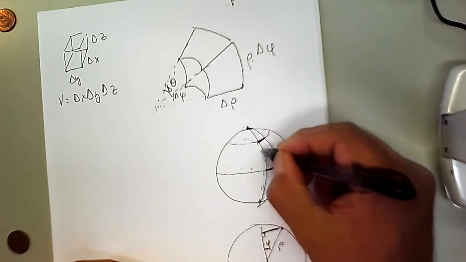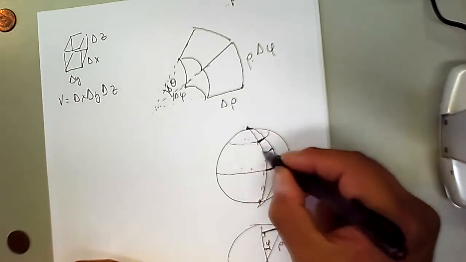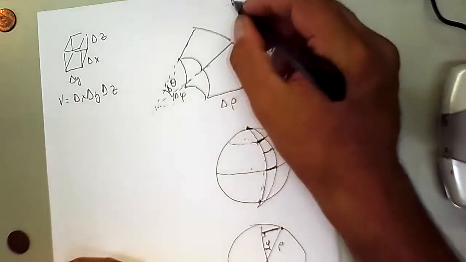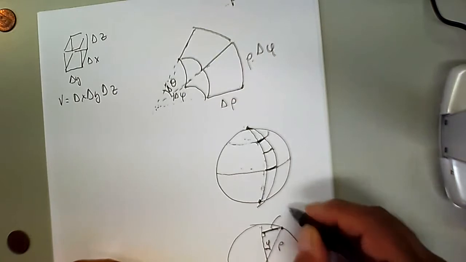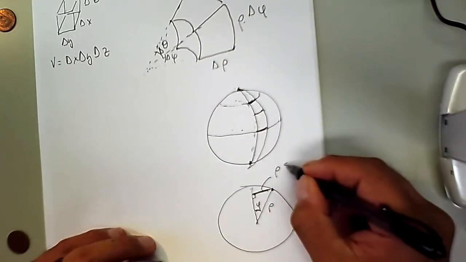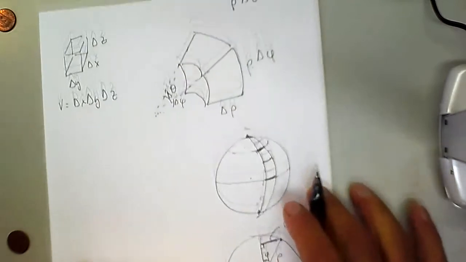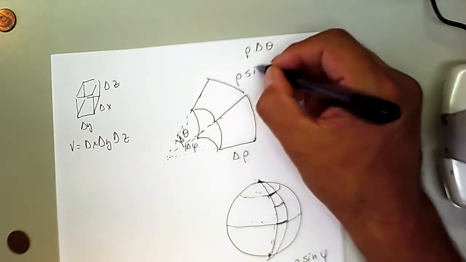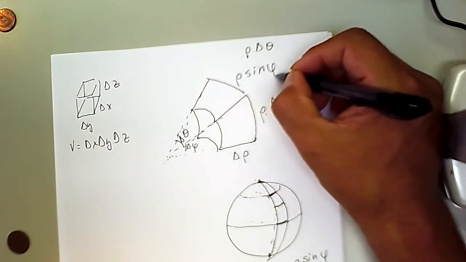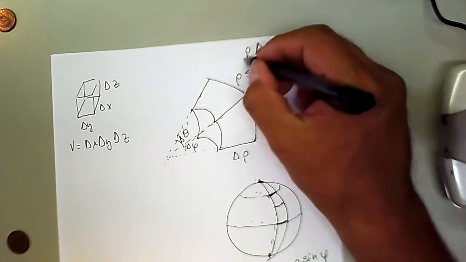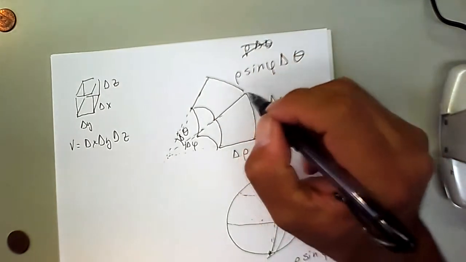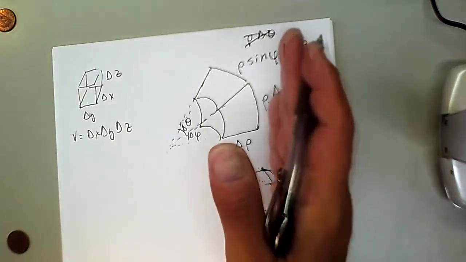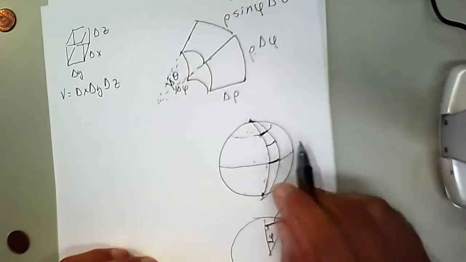We're using this arc, this big circle. But once you are up there, then we have to use a different circle. And the radius of that circle is rho sine phi. Okay, so this length is actually rho sine phi delta theta. So rho sine phi delta theta, and the reason for that is because of the way this looks on a big sphere.